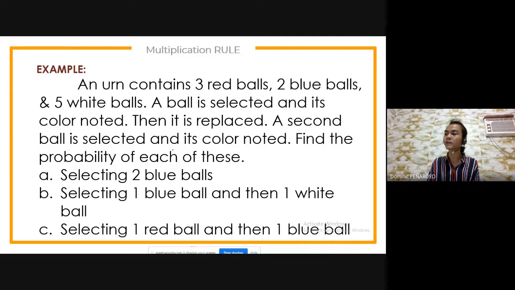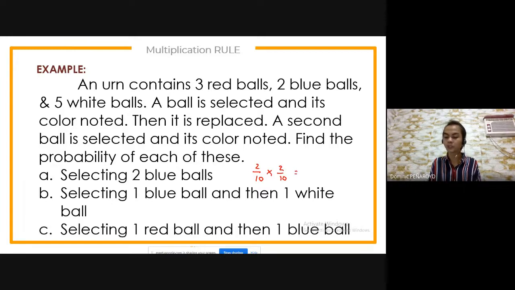What is the probability on the first draw that it's blue? How many blue balls do we have? 2. So that would be 2 over 10 times, since the ball was returned, nothing changes in our cardinality. Again, on the second draw, what is the probability that you will get blue again? Since it was returned, we still have 2 over 10.